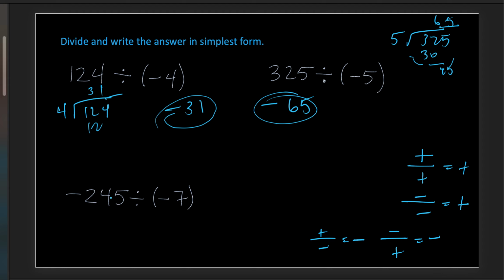Now we have a negative 245 divided by a negative 7. That's going to be a positive number. I just need to check what 7 into 245 is. Looks like 35, so a positive 35. You can check yourself with a calculator. Just give yourself the opportunity to do these and actually use your brain to build that skill.